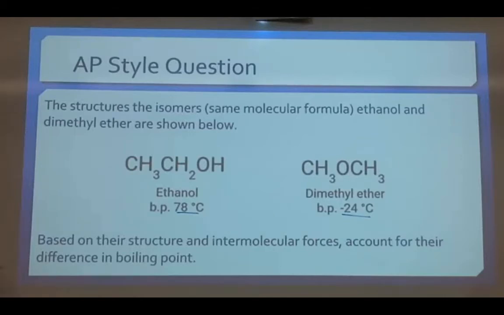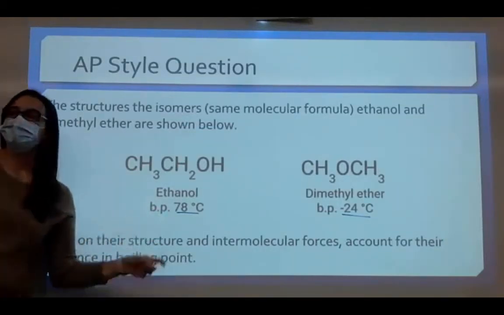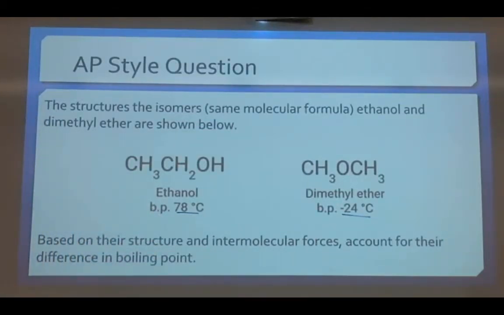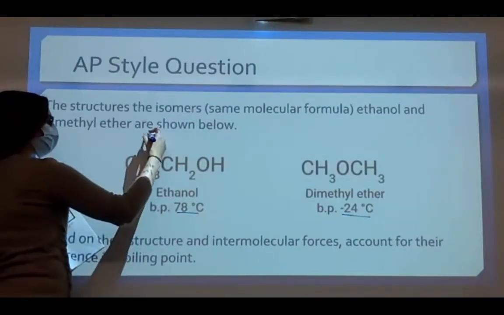So if this has the higher boiling point, it takes more energy to heat them up, takes more energy to overcome the intermolecular forces, and results in a higher temperature. So the higher the boiling point, the stronger the IMFs.